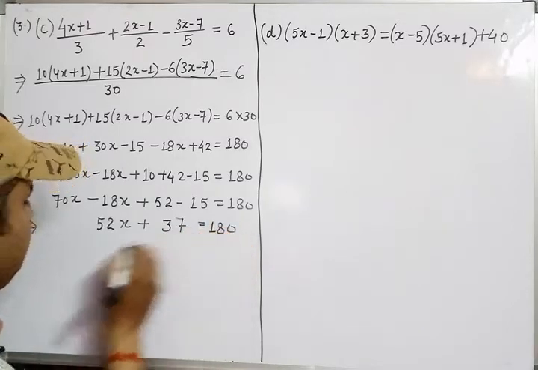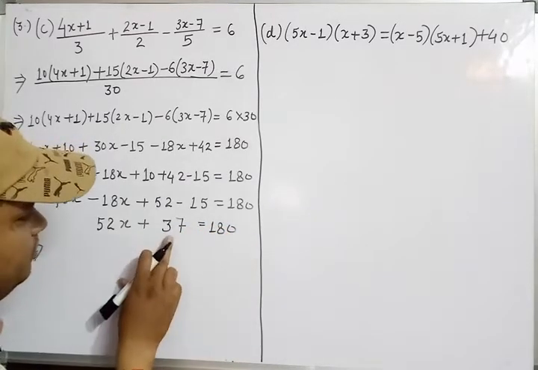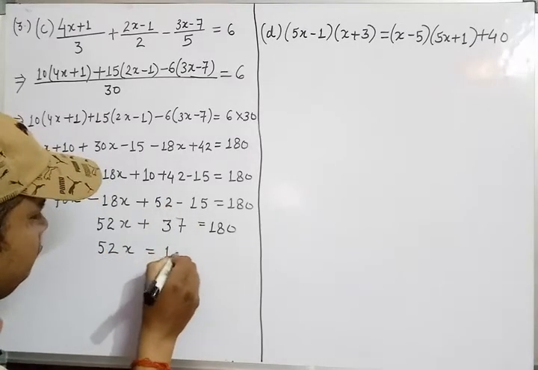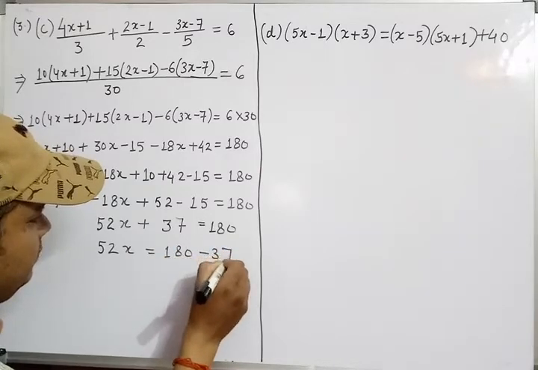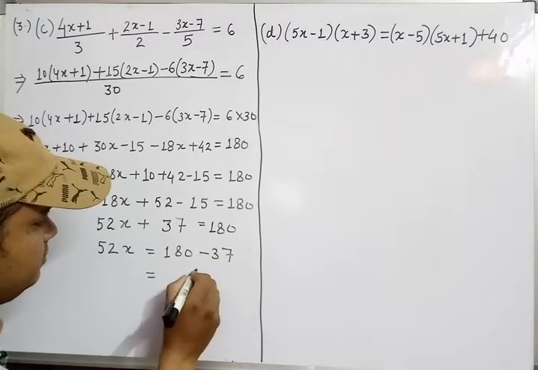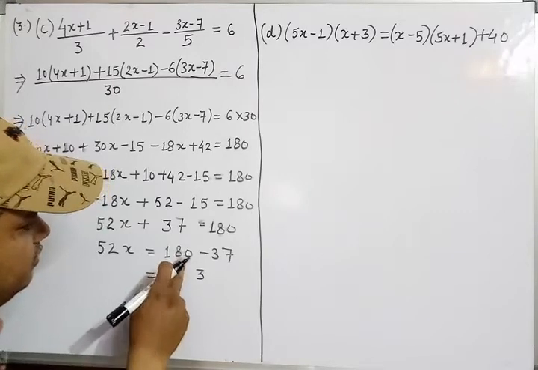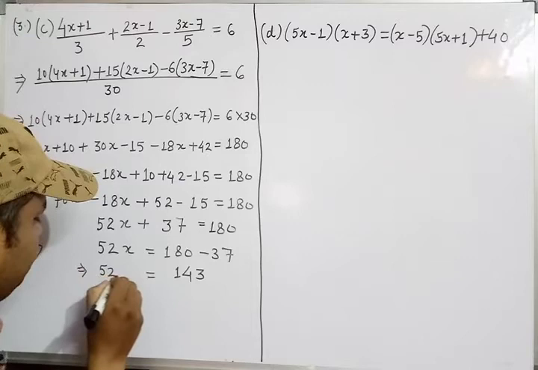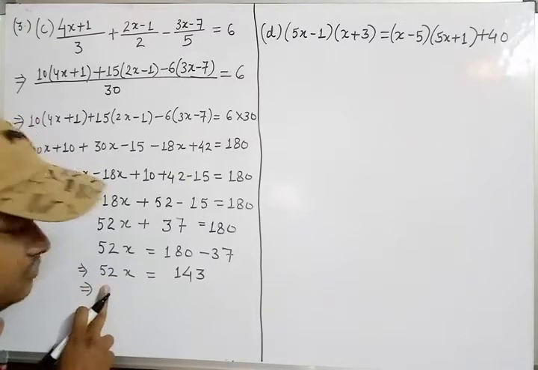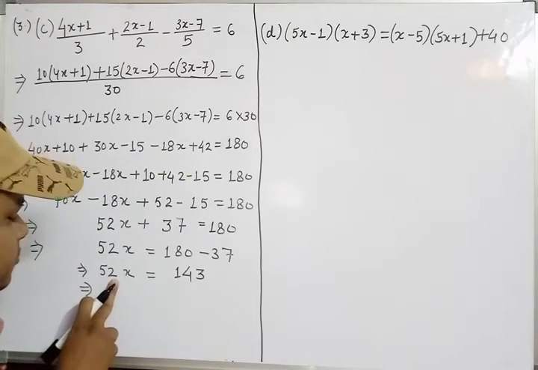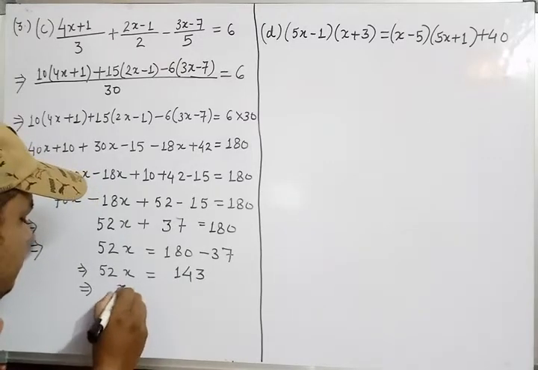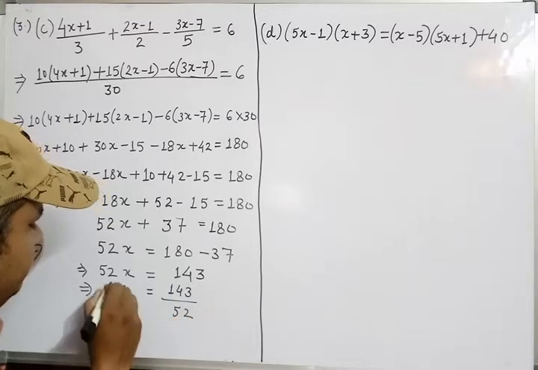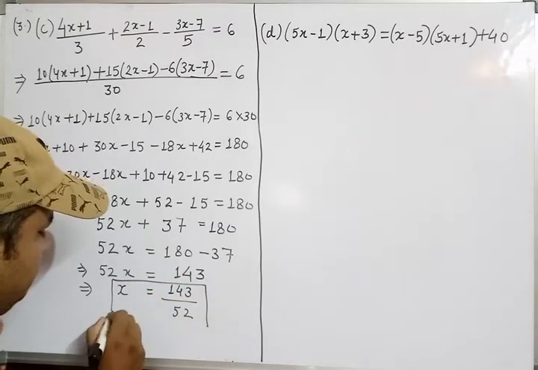Now we have to apply the transposition method, so you have to shift 37 to RHS. So we can write 180 minus 37. So here 10 minus 7 is 3, and here 7 minus 3 is 4. Then again we have to apply the transposition method, and we have to shift this 52 to RHS. So here we can write 143 upon 52, and this is the final answer.